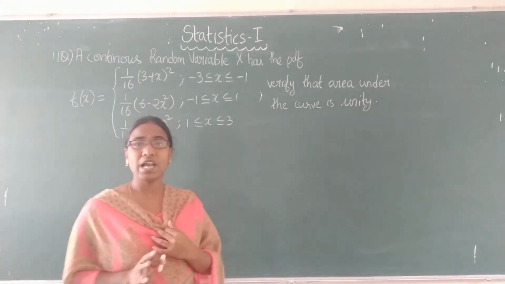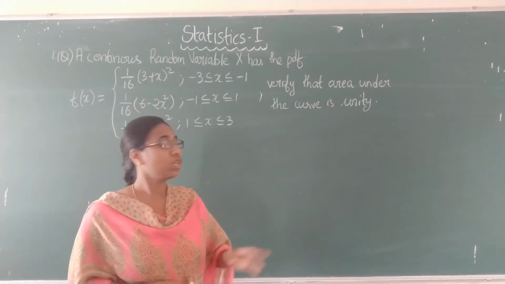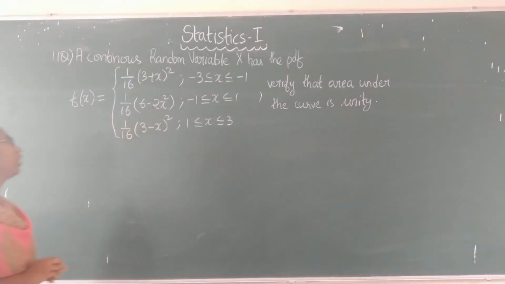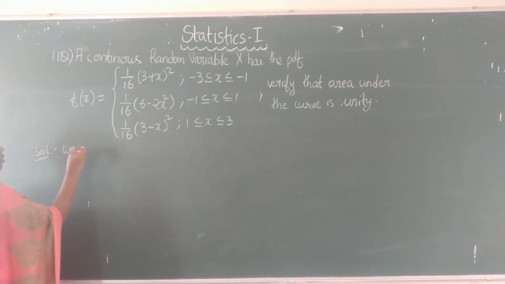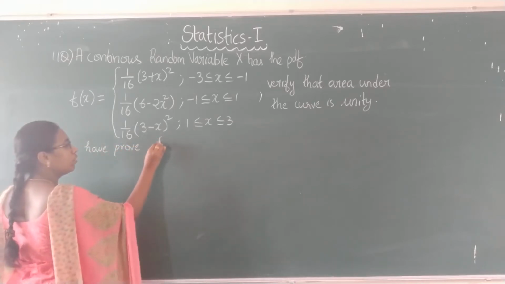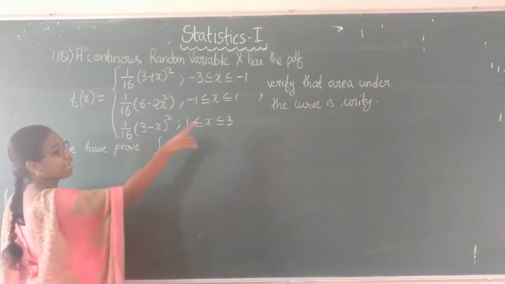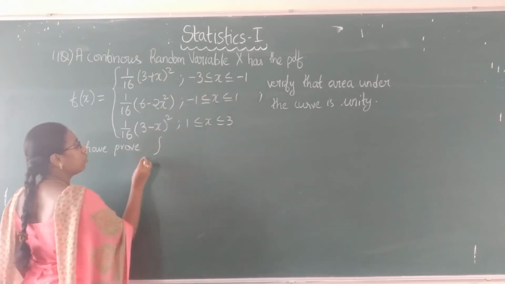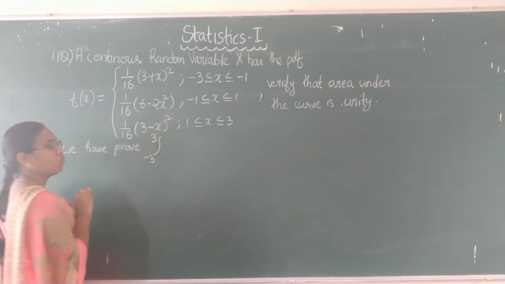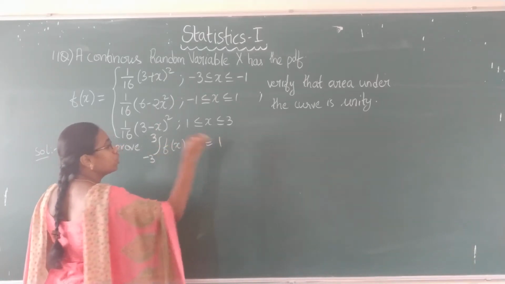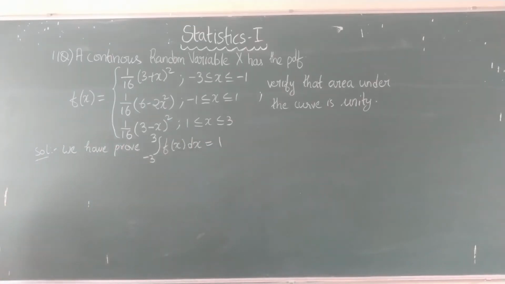So what does area mean? The total integration should be equal to unity. Unity means 1. So what we need to prove here? Solution. We have to prove the integral over the overall limits, the area under the curve they said. That means this complete function, so from -3 to +3. So integral over -3 to +3 of f(x) dx should be equal to 1. This is the required condition we have to prove.